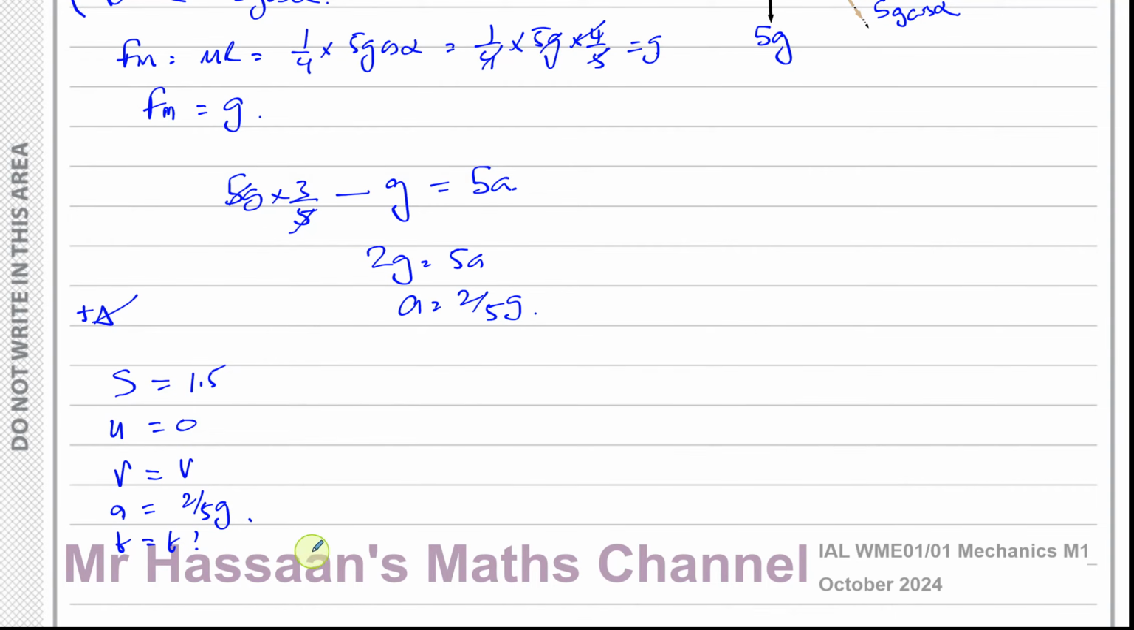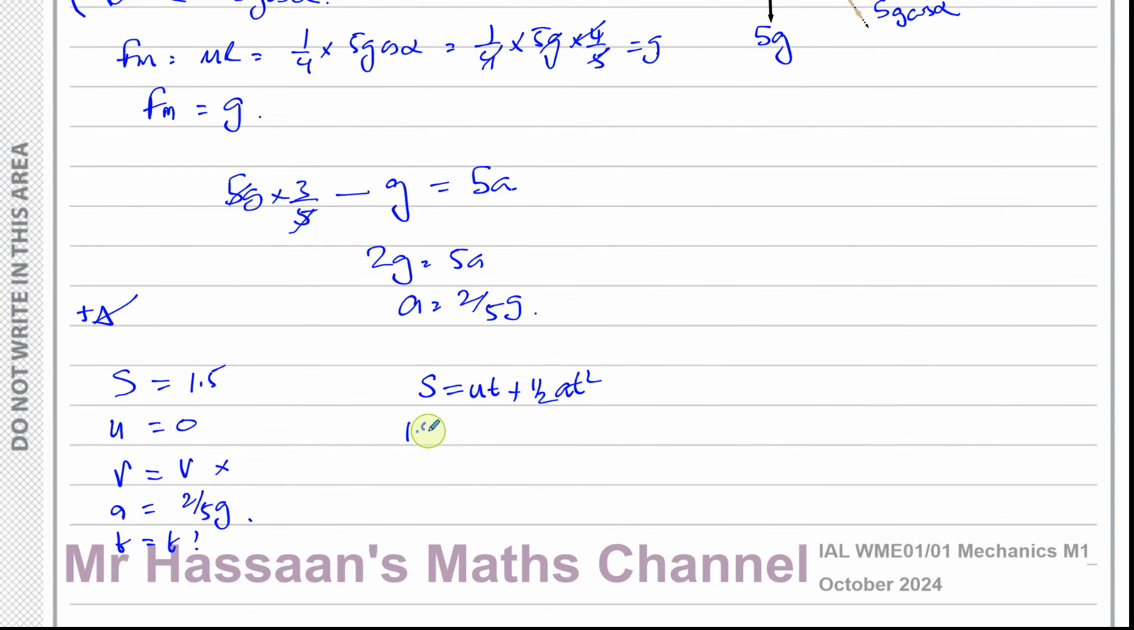So we have S, U, A, and T. We don't know what V is. We know U is 0. We know S is 1.5. We know A is 2/5 g. We want to find T. So we can think of S equals UT plus a half AT squared.